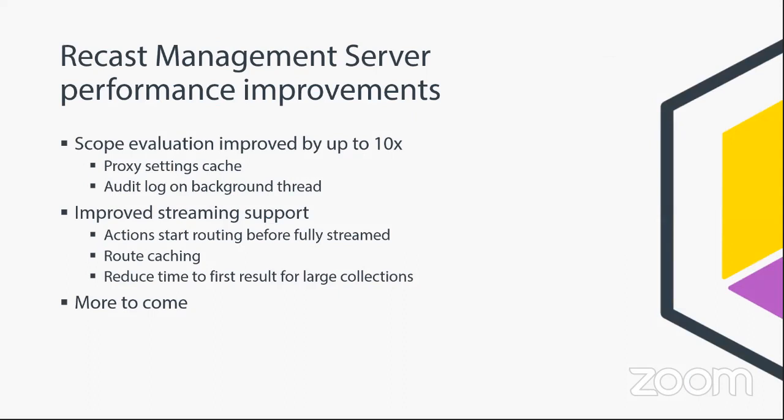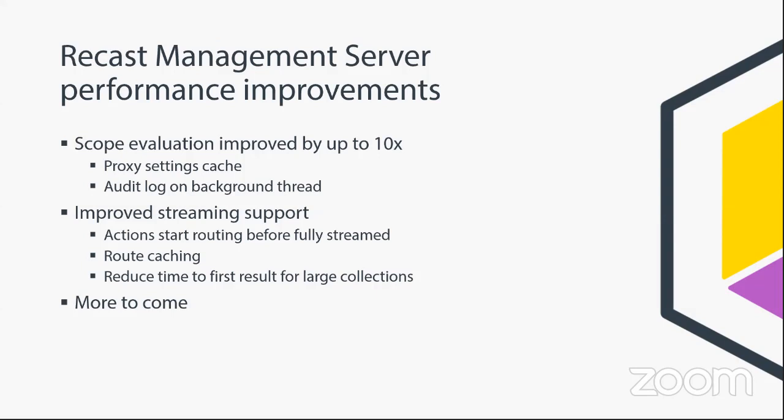So moving on to performance improvements, we have focused quite heavily on Recast Management Server performance to the point where we improved scope evaluation by up to 10x. And we did this through a couple of changes. Number one was the proxy settings cache so that the proxies weren't hitting the server for settings as frequently. We also moved our audit log on the Recast Management Server to a background thread so that we weren't slowing down the results of the actions by writing to the database. There's a number of other improvements we made here, and the end result was pretty large.